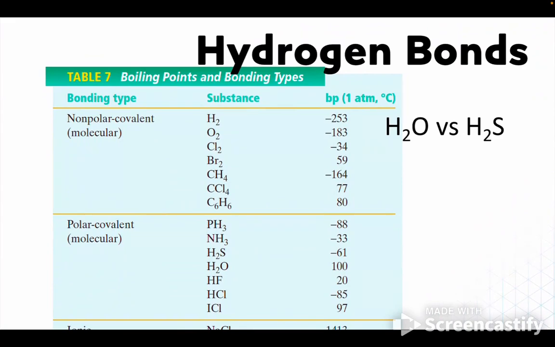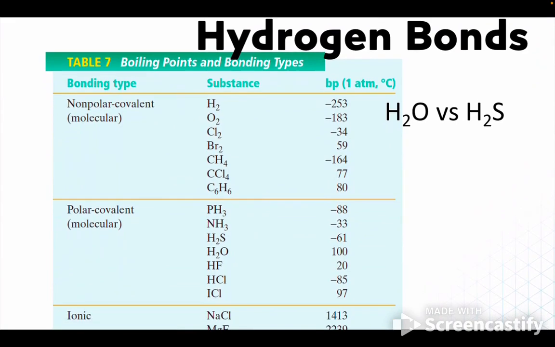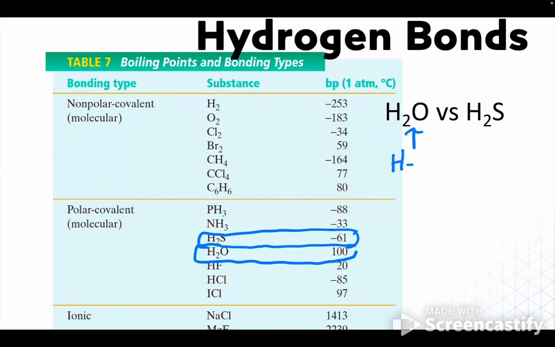Lastly, we can compare water, which has a boiling point of 100, to H2S. They're really similar. They're both bent shapes. They're both polar, but we know that we have a hydrogen bond in the water versus only dipole-dipole here. Because that hydrogen bonding is so much stronger, there's a huge difference in the boiling point because it's much harder to break those IMFs.